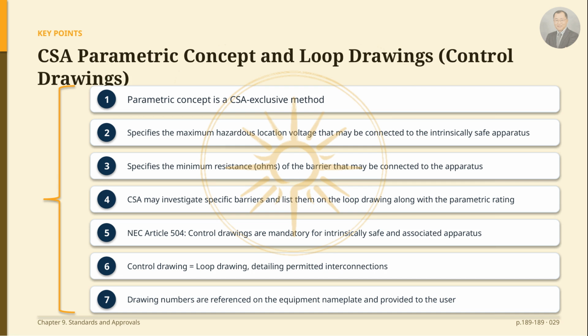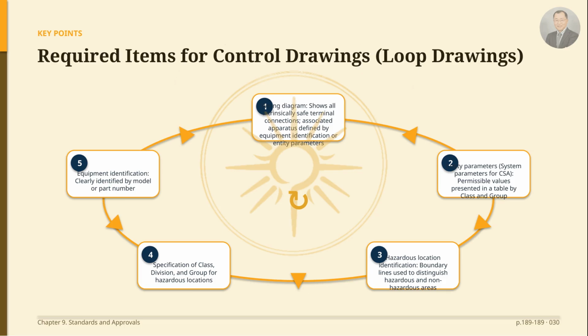NEC Article 504 specifically requires that intrinsically safe and associated apparatus have a control drawing, which details the allowed interconnections between the intrinsically safe and associated apparatus. This control drawing is also referred to as a loop schematic, and its drawing number is referenced on the apparatus nameplate so that the user can verify it. Let's go over the items that must be included in the control drawing, or loop schematic.